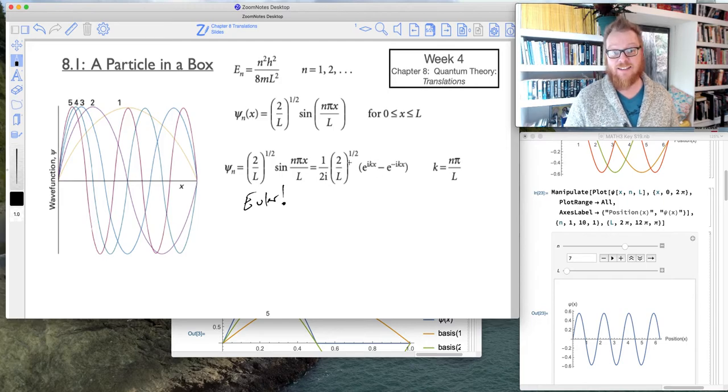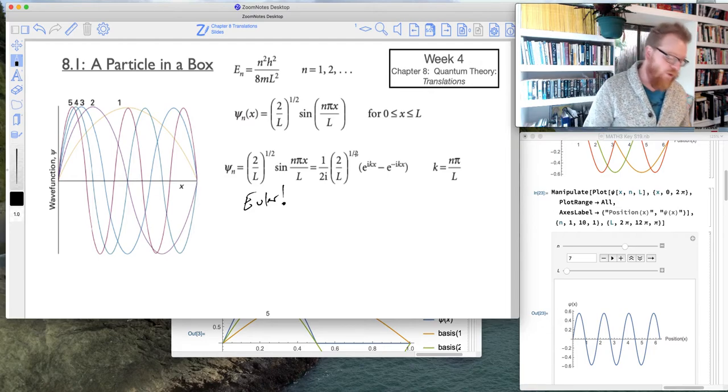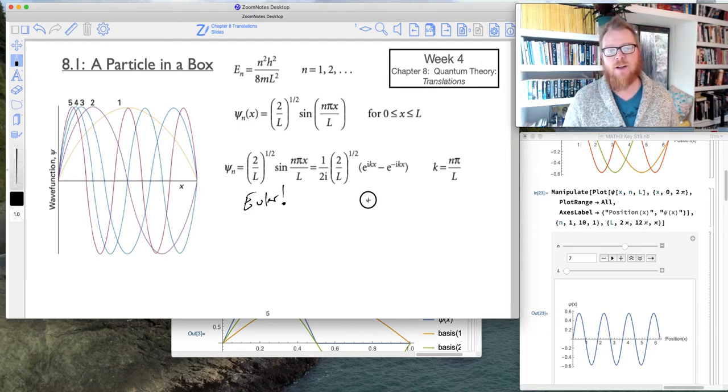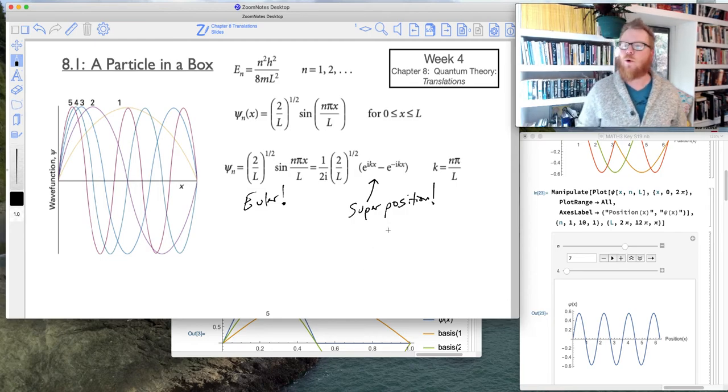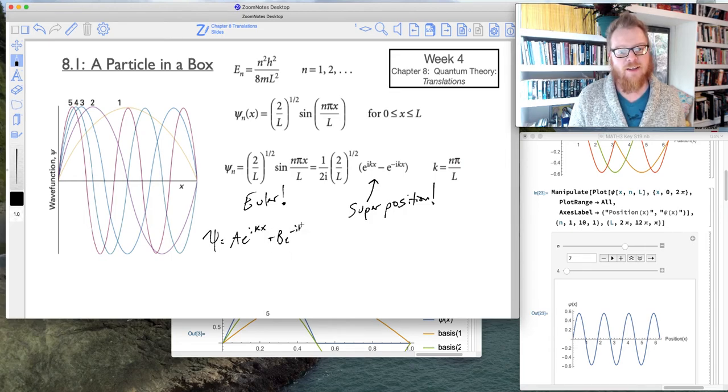So this is the same equation. And now what's really cool about this, look at this. This is a linear combination of exponential functions. That means it's a superposition, which is really cool. And what's also really cool about this, we've already established using this generic wave function, e to the ikx plus b e to the negative ikx.